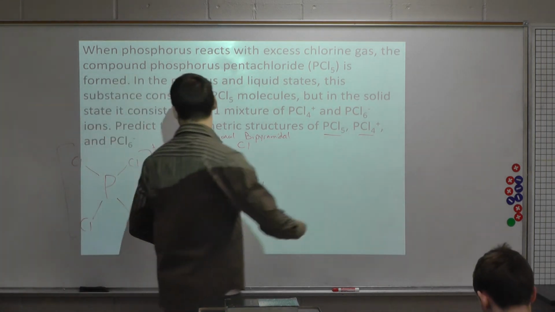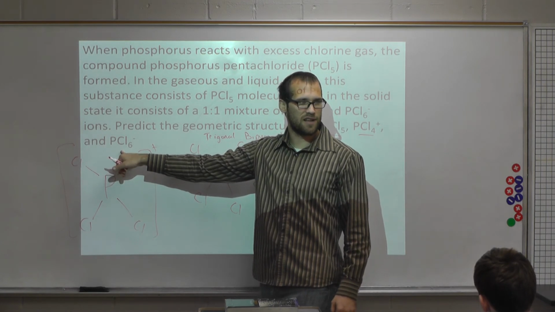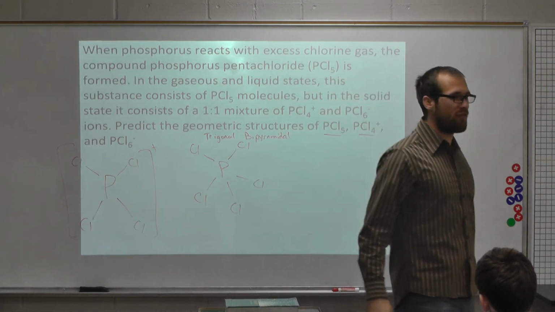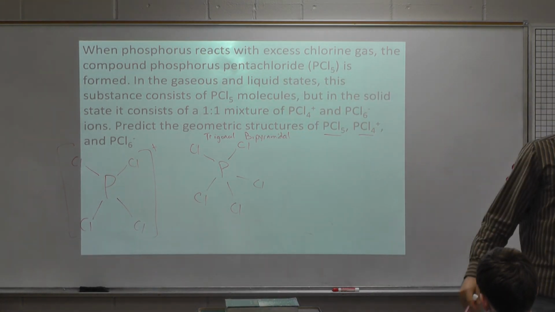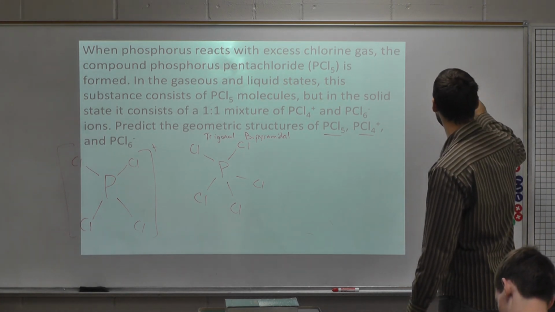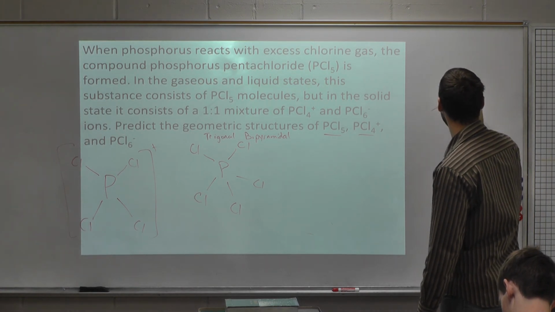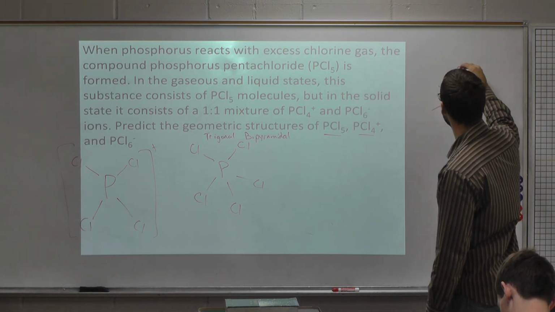Okay, last one here. You've got six chlorines. So I'm guessing that additional electron is going to go on that central atom to give phosphorus the ability to bond six times. And this is going to be your greatest one. Octahedral.